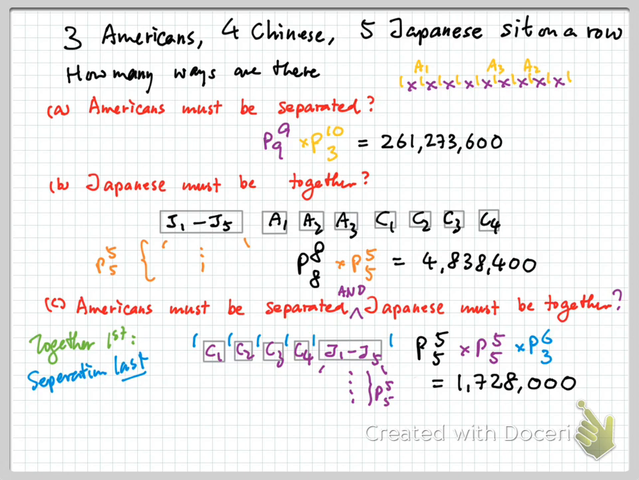Okay, this is quite a difficult example. You may want to rewind the video and watch it again. Or you can think about some other scenarios. Say, what if the Chinese must be separated, and the Americans must be together, and so on, right? Try different combinations and see what answer you come up with.